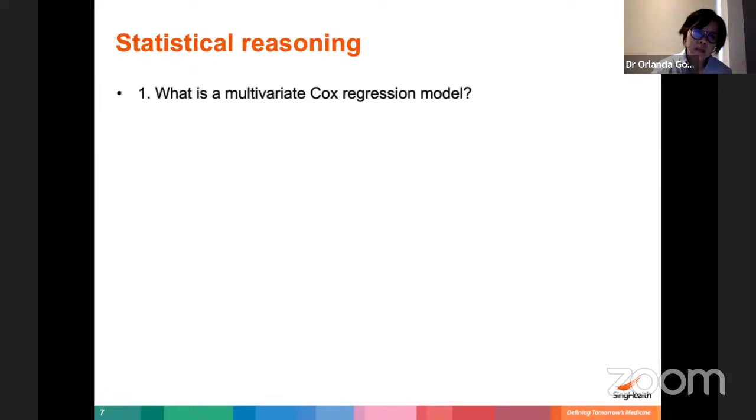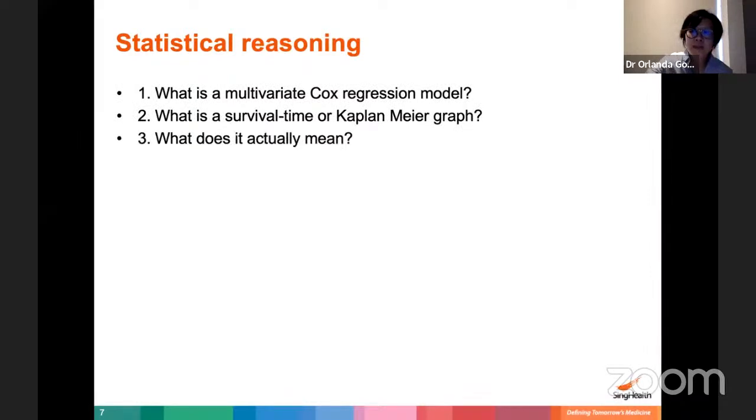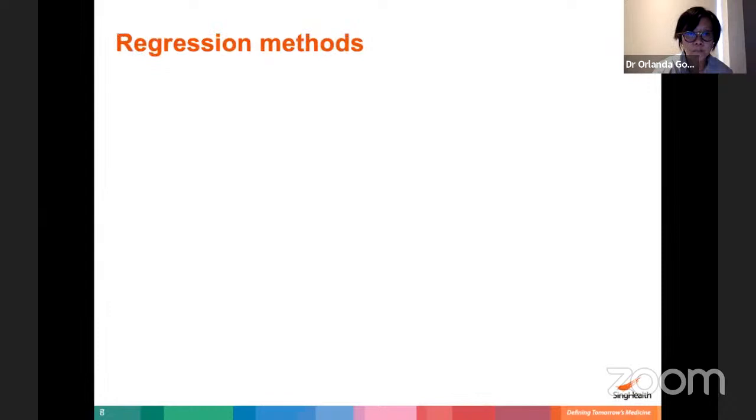Okay, so for today, we would like to focus on this core question, which is: what is a multivariate Cox regression model? What is a survival time or Kaplan-Meier graph? And what does it actually mean in terms of the results, in terms of how we talk to our patients or discuss the result or the impact of the paper with each other?